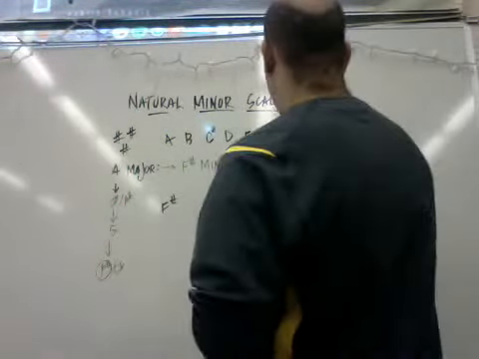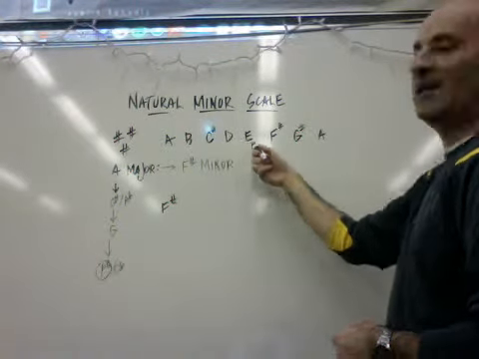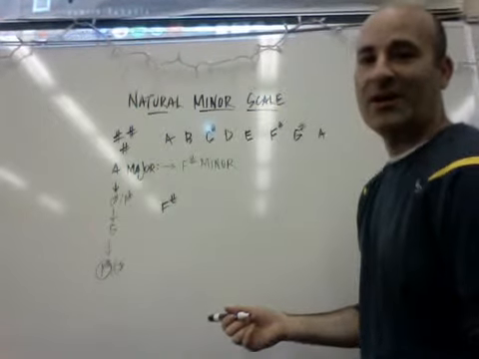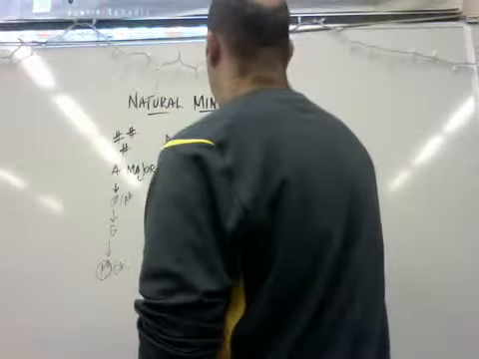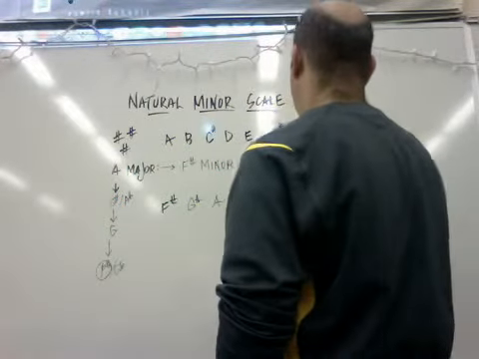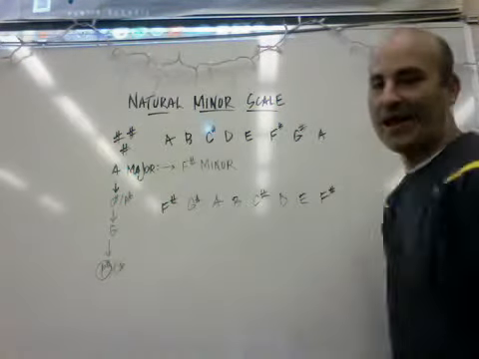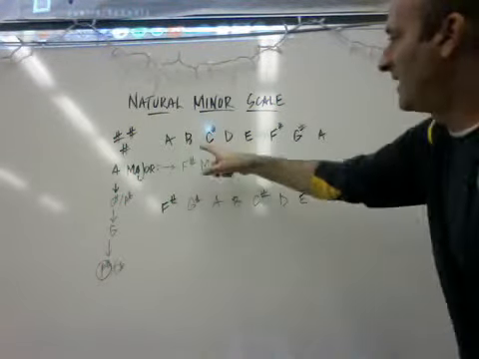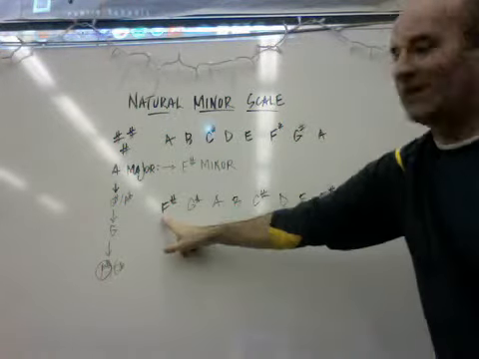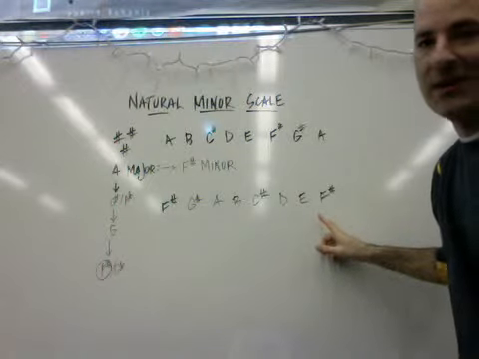Put another way, we're going to go to G sharp, to A, to B, to C sharp, to D, to E, and back to F sharp, and voila, we have our F sharp natural minor scale. F sharp, G sharp, A, B, C sharp, D, E, and back to F sharp. Again, all I did is I used the same notes from the A major scale, but I just started on F sharp and went from F sharp up to F sharp.